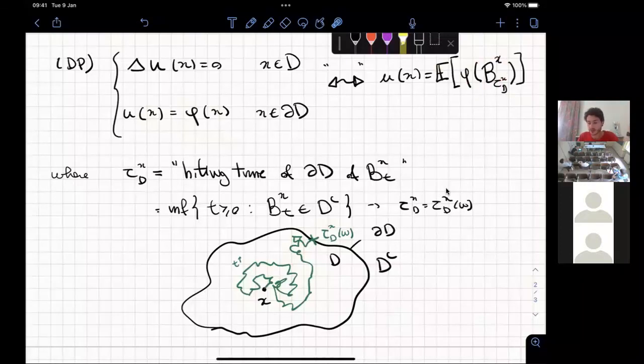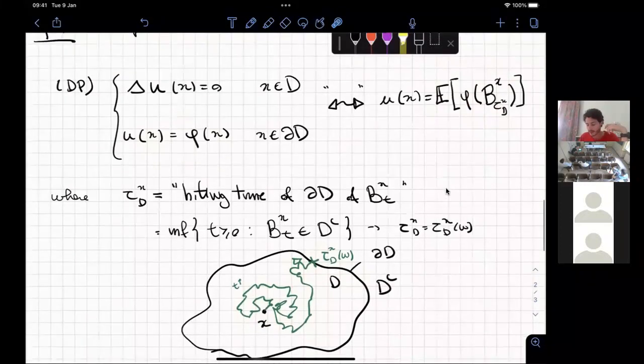Let's take the expectation. Recall that everything depends on the initial point. And then what we obtain is a function of x, deterministic. And what we claim is that this is the unique solution to this problem under suitable conditions.